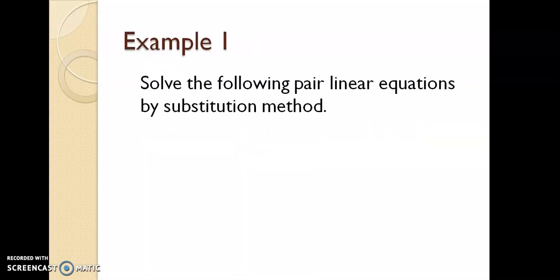Look at the example. Solve the following pair of linear equations by the substitution method: x plus y equals 5, x minus y equals 9. So we are going to solve this pair of linear equations using the substitution method. Look at the solution video now.